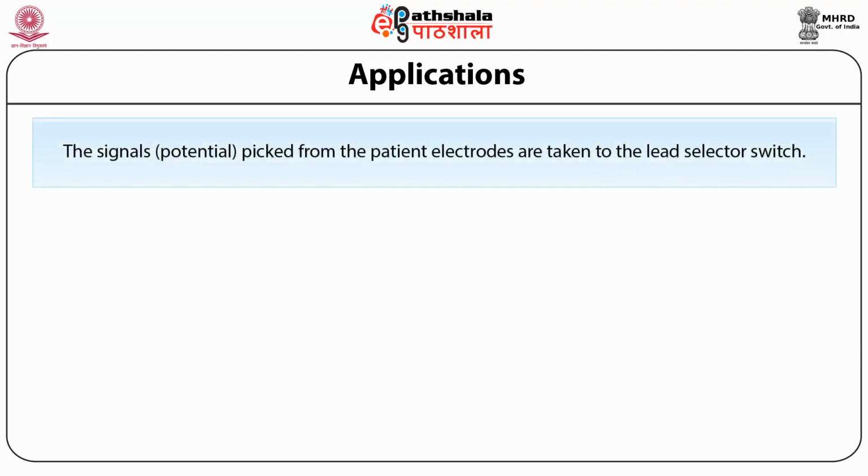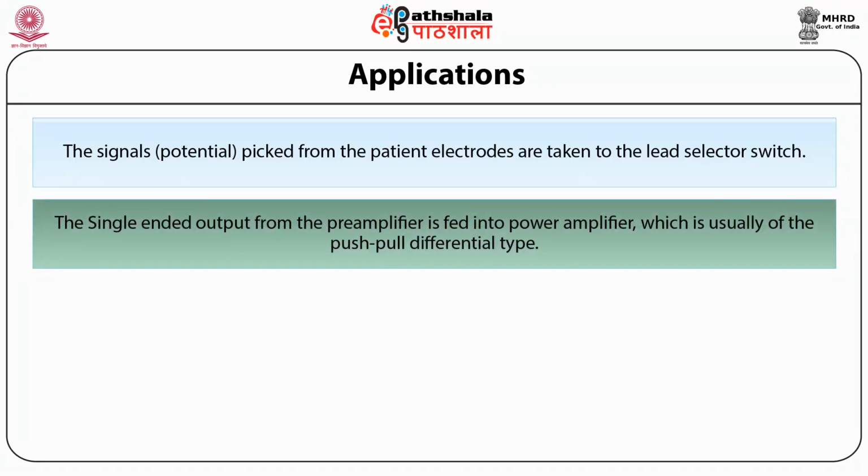The signals, that is, the potential picked from the patient electrodes, are taken to the lead selector switch. A lead program in the selector switch selects two electrodes at a time. Via capacitive coupling, the signal is connected symmetrically to the long tail pair differential preamplifier. The single-ended output from the preamplifier is fed into the power amplifier, which is usually of the push-pull differential type.